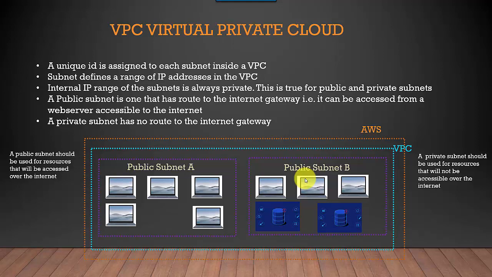A unique ID is assigned to each subnet inside the VPC. A subnet defines the range of IP addresses inside the VPC. The internal IP range of the subnets is always private. This is true for public and private subnets. A public subnet is one that has a route to the internet gateway. That is, it can be accessed from a web server accessible to the internet. A private subnet does not have a route to the internet gateway. So for example, you could have database servers and you don't want them accessible via the internet, so you'd put them in a private subnet.